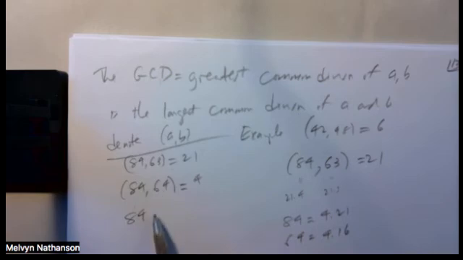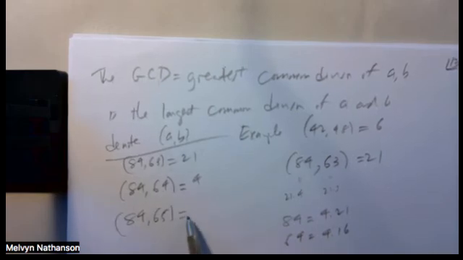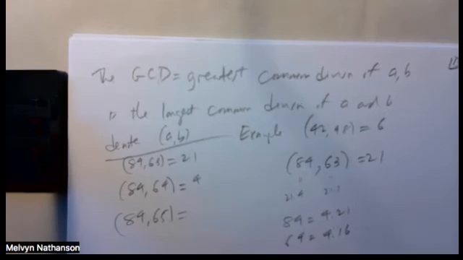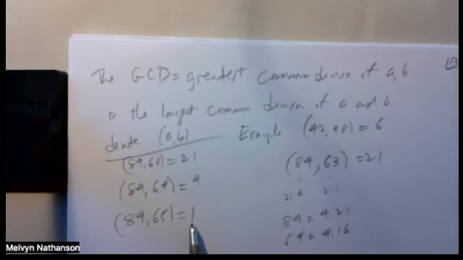What about 84 and 65? What's the greatest common divisor of those two numbers? Is it going to be 1? Yeah, because no number bigger than 1 divides either of these two.